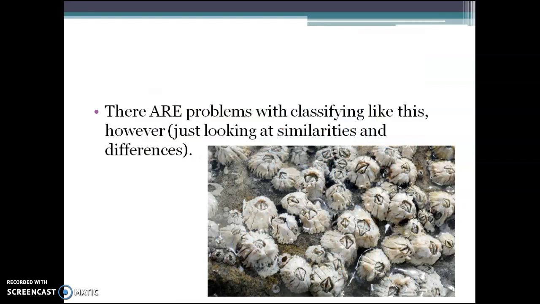Now, there are some problems with classifying like this, just looking at similarities and differences. It doesn't always work. Luckily, today we do have many other things we can look at. We can look at DNA sequencing, and we can look at all these things that weren't possible back in the 1700s when this began. But if you look at this photo, some of you might be looking at that saying, what is it? Some of you might identify that as a barnacle. Okay, if you're a SpongeBob fan, you're familiar with the word barnacles.